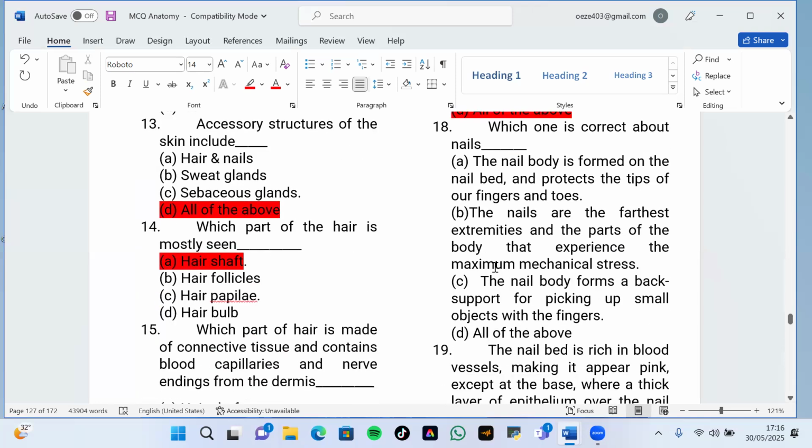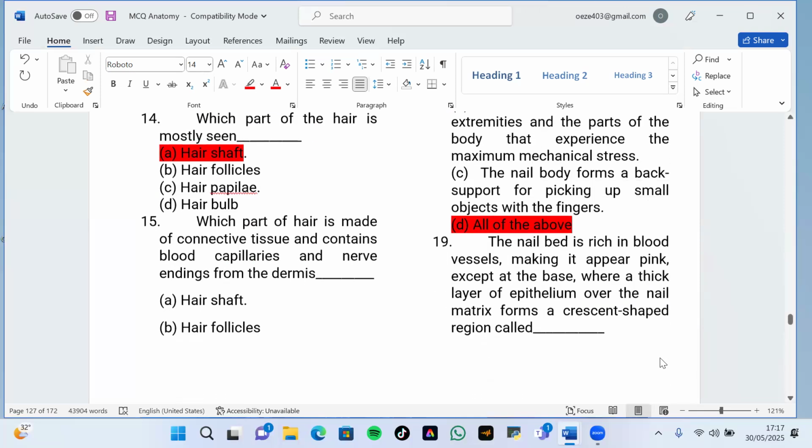Which one is correct about nails? A, the nail body is formed on the nail bed and protects the tips of our fingers and toes. B, the nails are the farthest extremities and the part of the body that experiences the maximum mechanical stress. C, the nail body forms a back support for picking up small objects with the fingers. D, all of the above. So the correct answer is D, all of the above. The nail performs all of these functions.